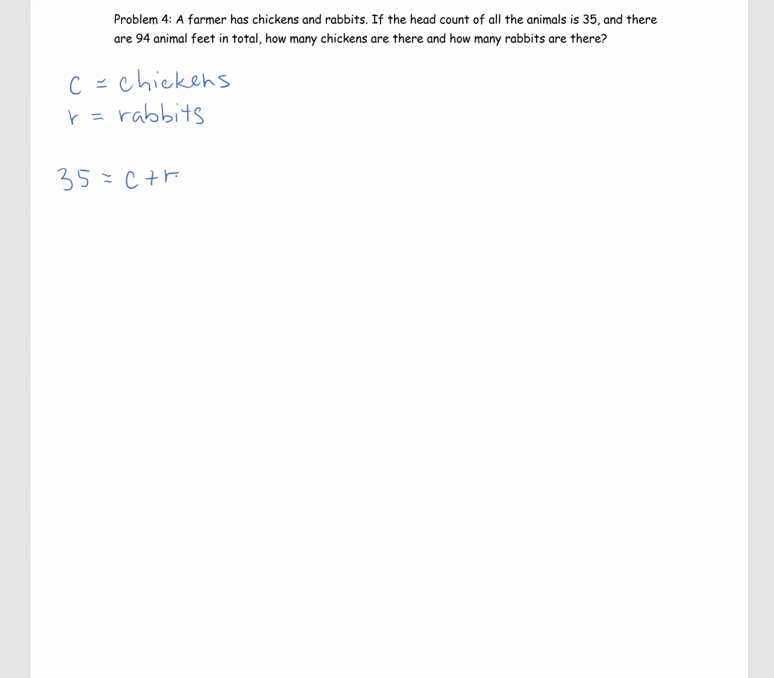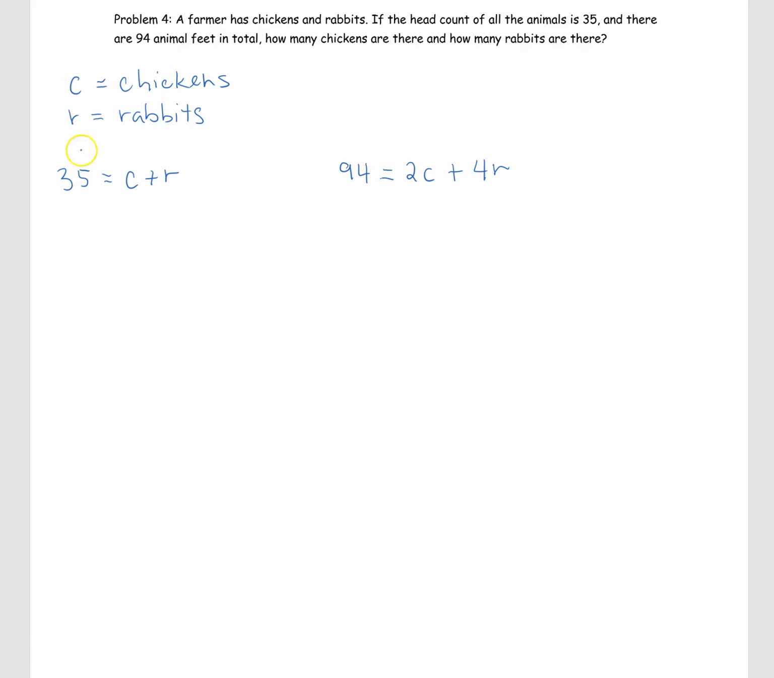Let's do the one for the animal feet. So for feet, we have 94 feet in total. And in this case, for each chicken we have 2 feet, so that's equal to 2 times the number of chickens. And for each rabbit we have 4 feet, so that can be expressed by 4 times the number of rabbits.